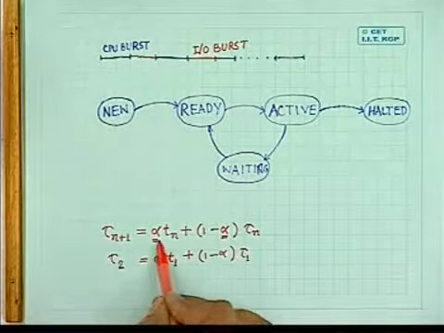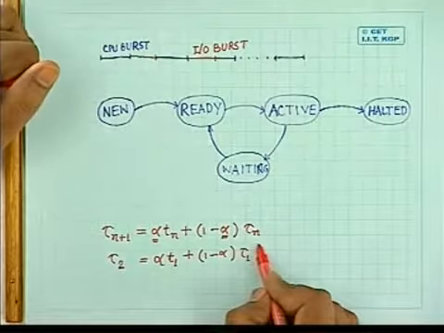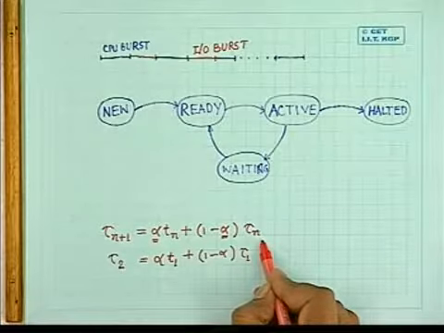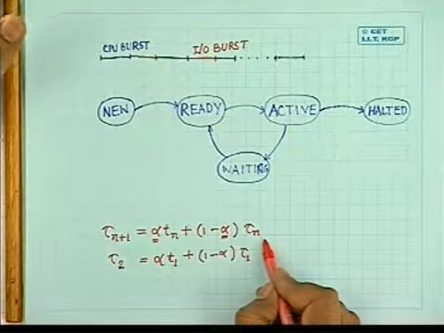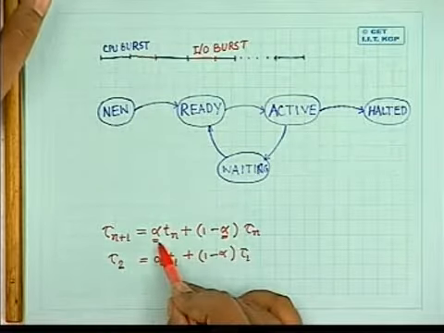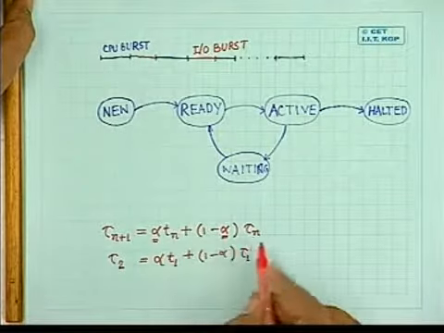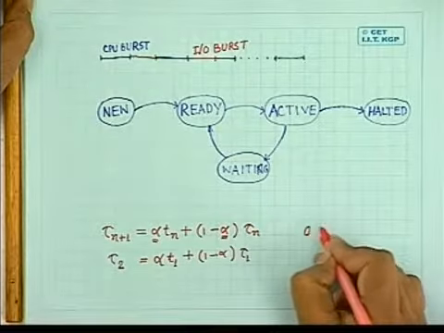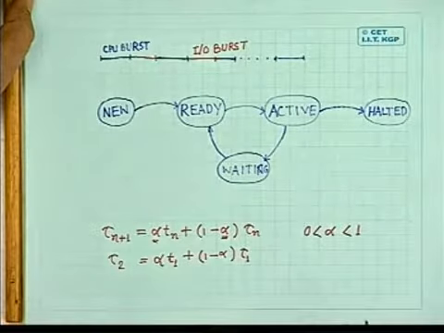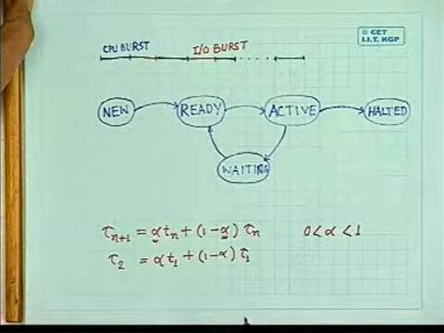On the other hand, if I set alpha equal to 0, in that case tau n plus 1 becomes equal to tau n. That is, if the previous predicted time was 4 milliseconds, I assume that the next CPU burst time will also be 4 milliseconds. So these are the two extreme cases when alpha equals 1 or alpha equals 0. The usual practice is you choose a value of alpha between 0 and 1, so that you can have a proper mix of immediate past and past history of the job.